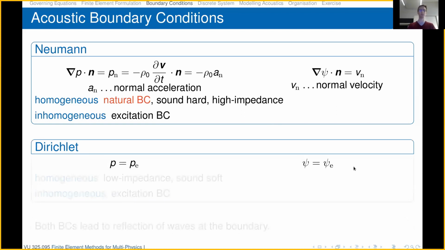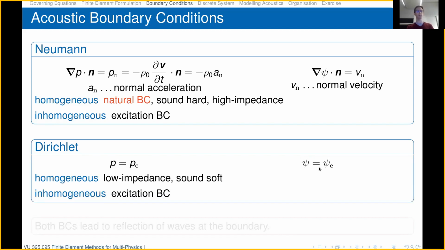And then we also have the Dirichlet boundary condition. So we directly prescribe the pressure or the acoustic potential. Again, we have two cases. The homogeneous case is the low impedance case. So this is a sound soft wall where we prescribe zero pressure in the pressure formulation. So this would be a very large reservoir where acoustic pressures are not changing. In the inhomogeneous case, we have prescribed pressures. So this again is an excitation boundary condition.